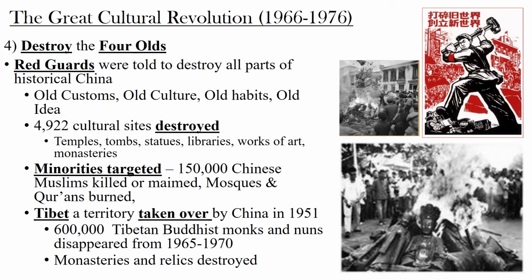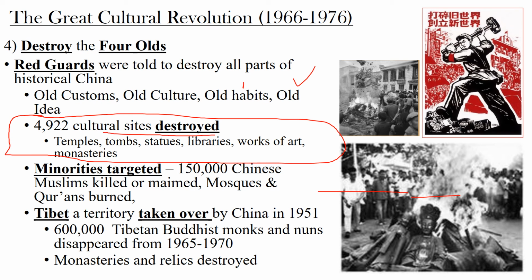Also, as part of the Great Cultural Revolution, if there's more, yes, unfortunately, there is more, was the Destroy the Four Olds campaign. The Red Guards were told that what was keeping China back from bringing about this glorious, ever-revolving society was the old ideas of ancient China. So they had to destroy all parts of historical China: old customs, old culture, old habits, old ideas. And so they just unleashed the Red Guards into temples and into cultural sites.